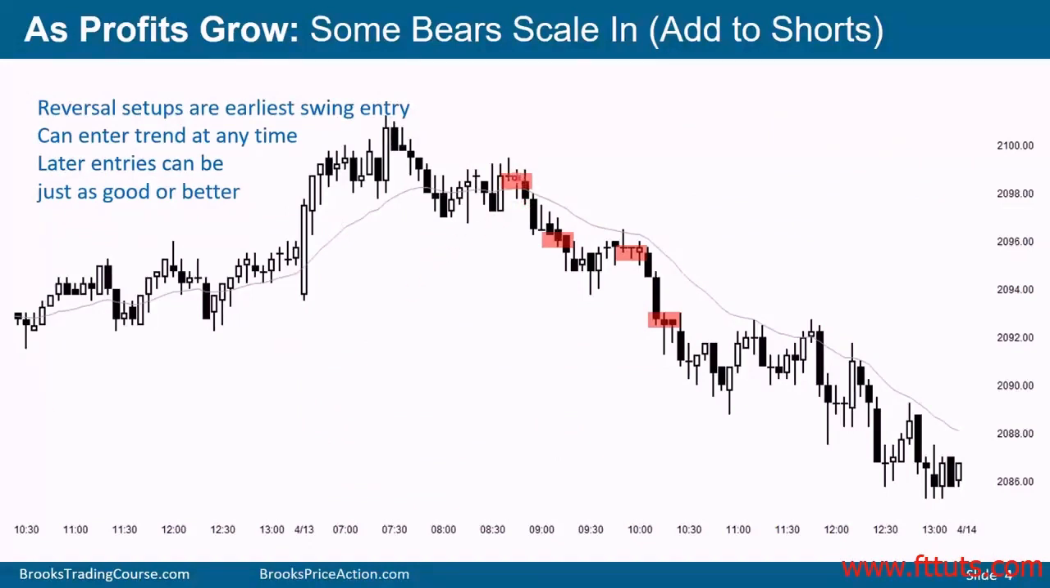For the swing traders, this reversal is probably the earliest swing short. Maybe you could sell up here, a possible final flag early in the day, hoping that you're getting an early high of the day. But later entries here, here, or here often have higher probability.